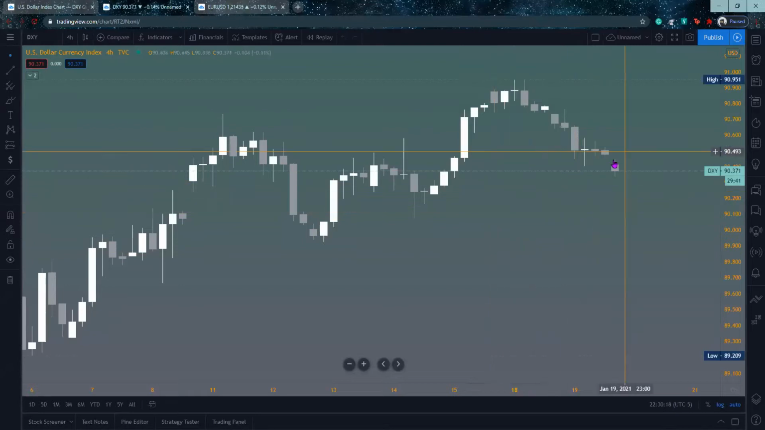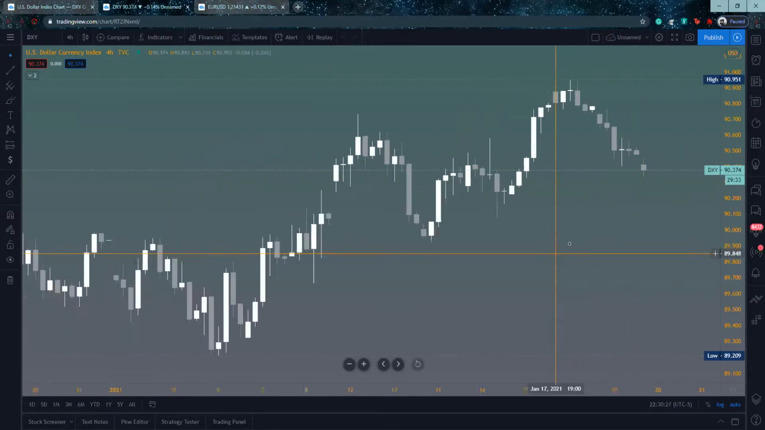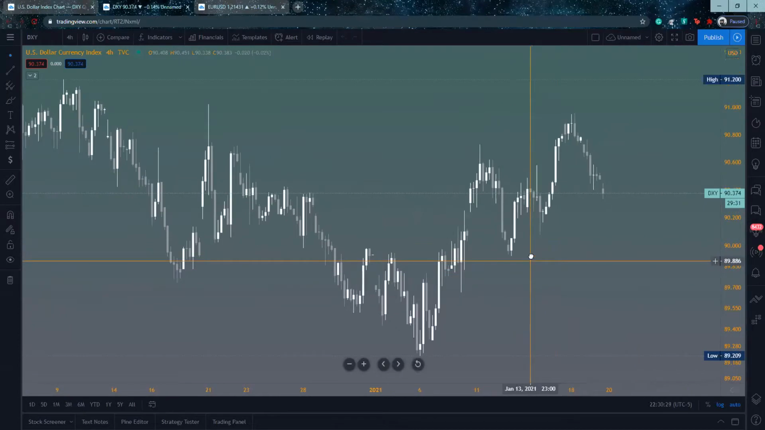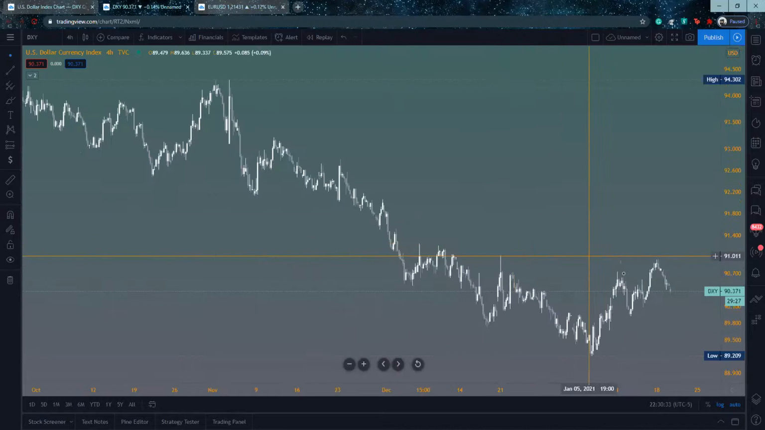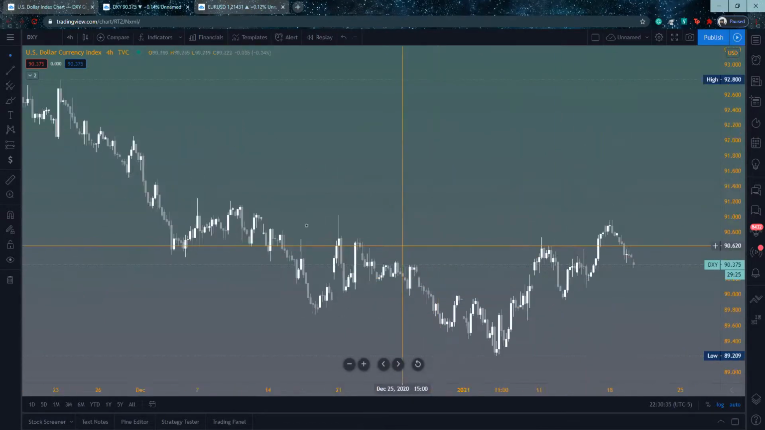Now, firstly, we have a gap. This gap on a Tuesday can be very telling of where the market's going. So if we look at this on the 4 hour, it sort of looks like accumulation, right? This looks mostly like accumulation.